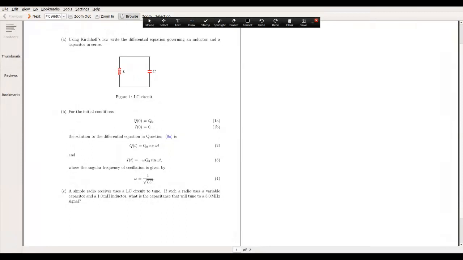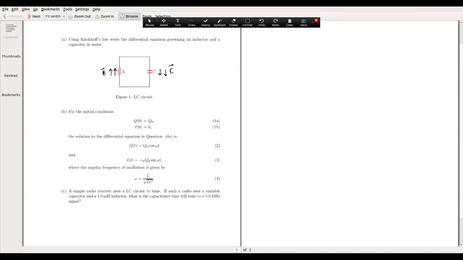The interesting part is that inside the inductor, the energy is stored in the form of magnetic field, and in between the plates of the capacitor the energy is stored in the form of electric field. So energy is stored as electric field inside a capacitor, and energy is stored as magnetic field inside an inductor, and this energy oscillates between these two components.